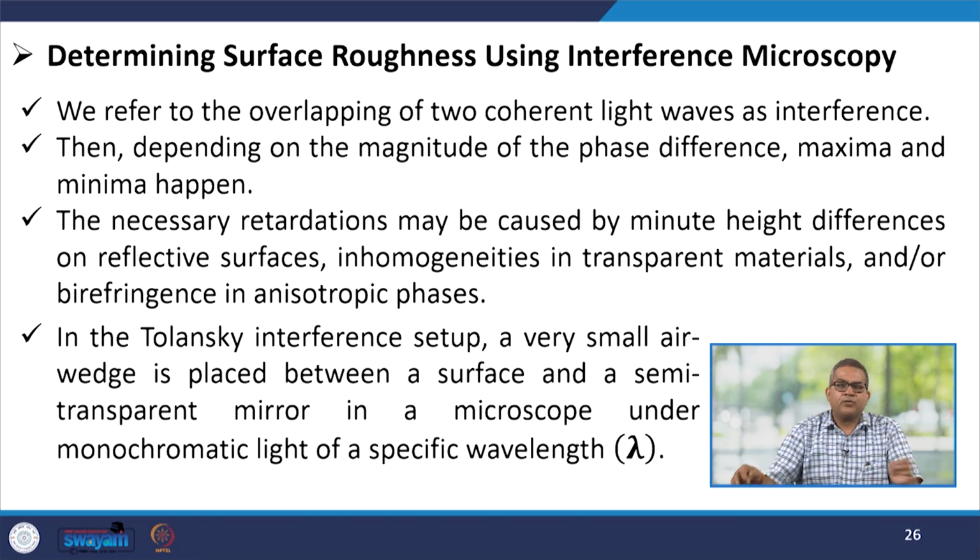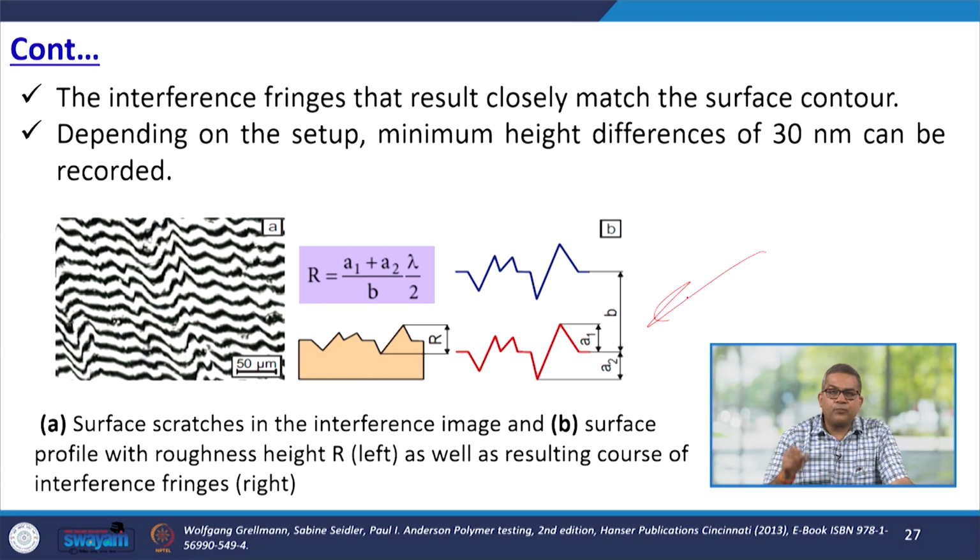In the Tolansky interference setup, a very small air wedge is placed between a surface and a semi-transparent mirror in a microscope under monochromatic light of a specific wavelength lambda. Now, this is the typical figure. This shows surface scratches in the interference image and the surface profile with the roughness height R.